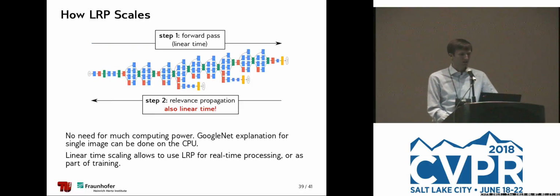So how does LRP scale? As a result of this efficient implementation, it actually scales in linear time. It won't be more than 5 to 10 times slower than the forward pass, which means that first it can be used to explain a few images of a big network, even on the CPU or on low power systems. But this linear time scaling also allows, if you have a big network and GPUs, to use LRP for real-time video processing or as part of training.